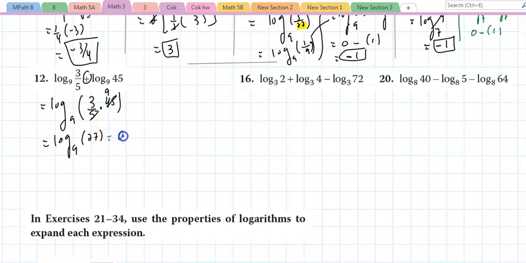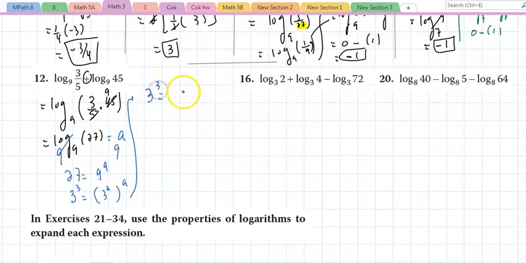If I call this A, if I let this equal A, and I get rid of the log, those undo each other. 27 equals 9 to the A. This is 3 cubed. And isn't 9 3 squared? Wouldn't you say 3 cubed equals 3 to the 2A? And if you raise the powers, don't you multiply those? Doesn't that mean that 3 must equal 2A?